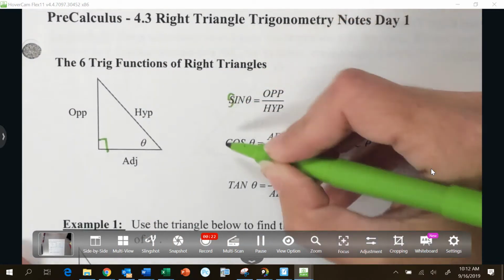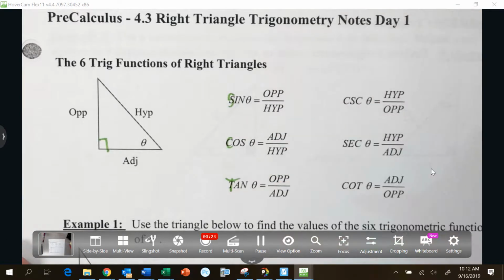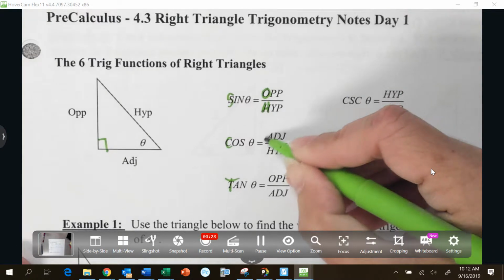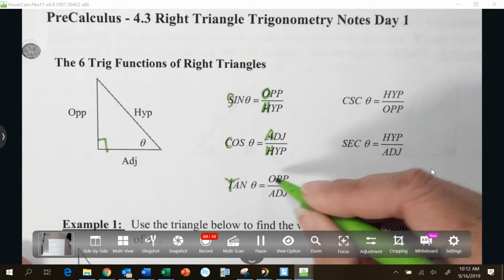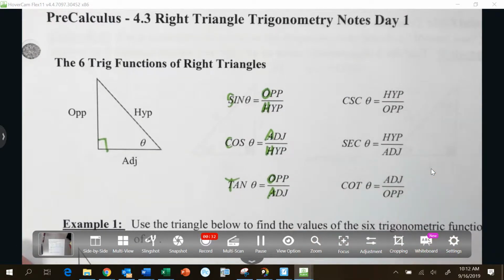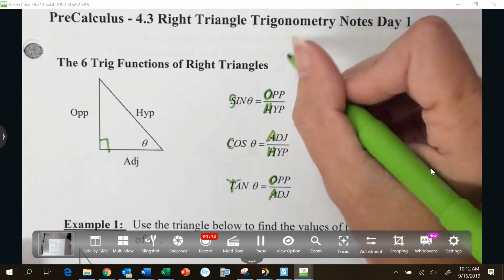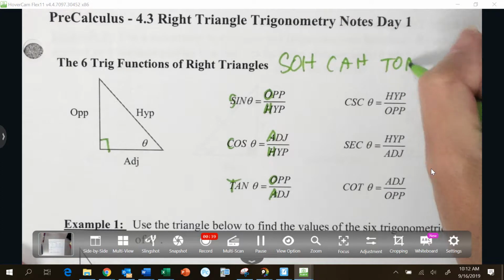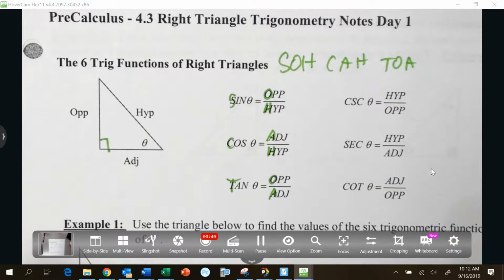You've got your sine, your cosine, your tangent, and we remember sine is opposite over hypotenuse, cosine is adjacent over hypotenuse, and tangent is opposite over adjacent. And we remember that by saying SOHCAHTOA. That's how we remember it.